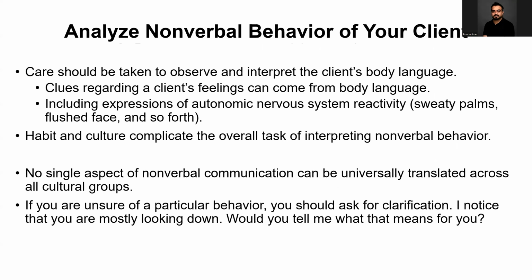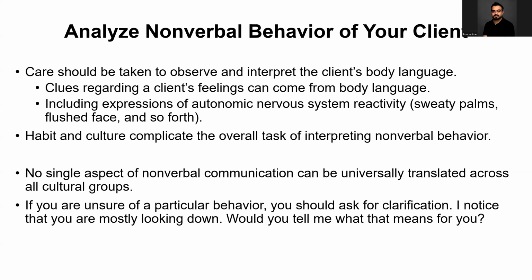We have to interpret our client's body language. Clues regarding a client's feelings can come from our client's body language. For example, we have sweaty palms, flushed face, and so forth. These are all expressions of autonomic nervous system reactivity. Habit and culture complicate the overall task of interpreting nonverbal behavior, which is obvious. The culture of clients and their habits make it very complicated to interpret our client's body language.